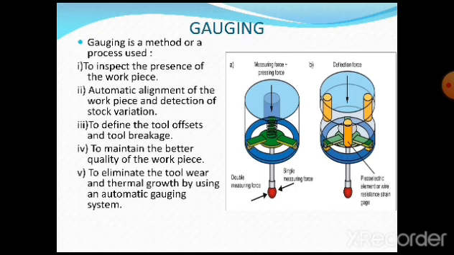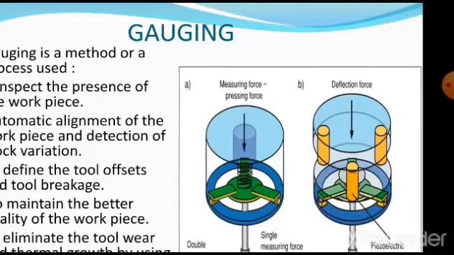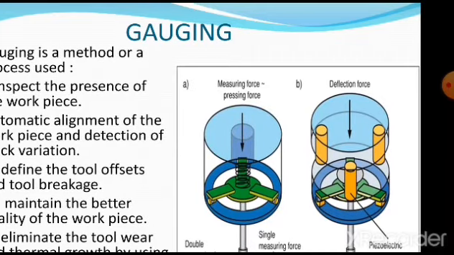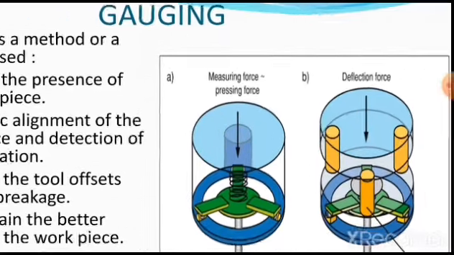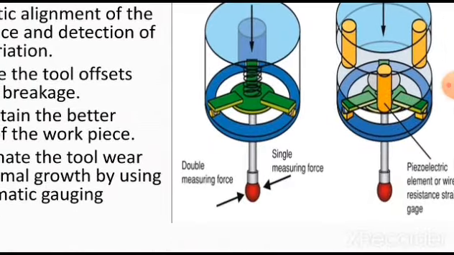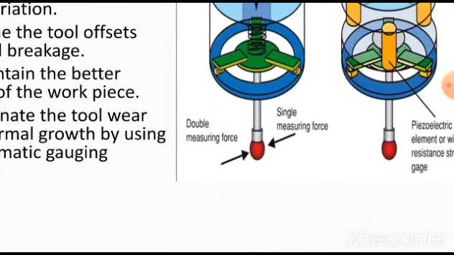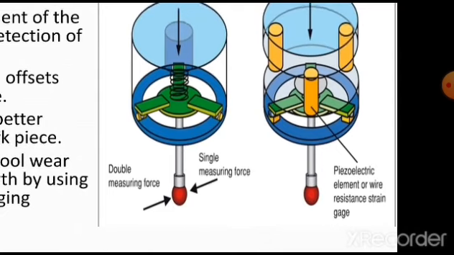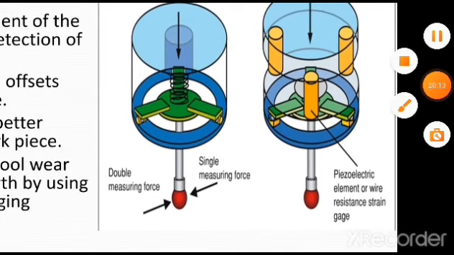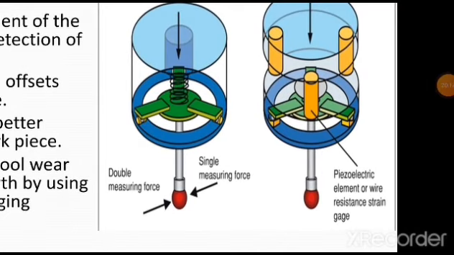Such a system, generally we call it a gauging system. Gauging is nothing but a process of measuring properly. As you are going to see, we require to use a sensor here, and that is nothing but a piezoelectric element.